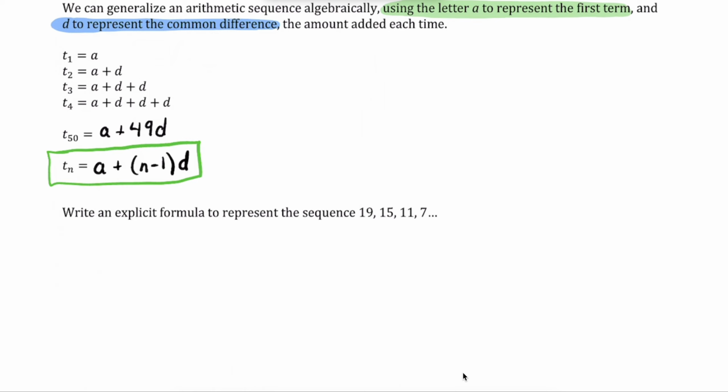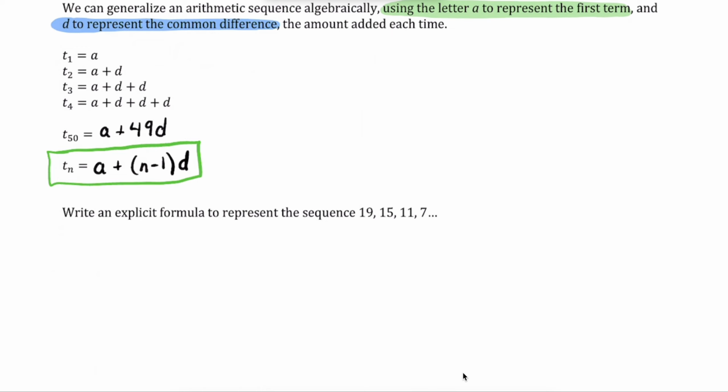So let's apply this now. We're going to write an explicit formula, meaning we're going to use the formula we just made to represent the sequence 19, 15, 11, 7. If you want to pause the video here and try it yourself, please go for it. And I will walk you through it now.